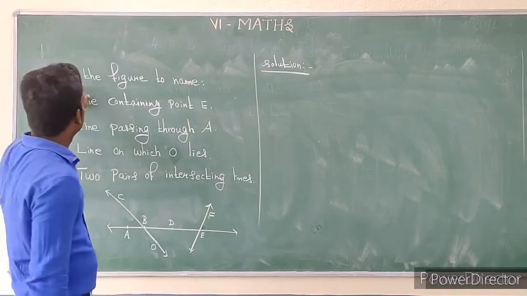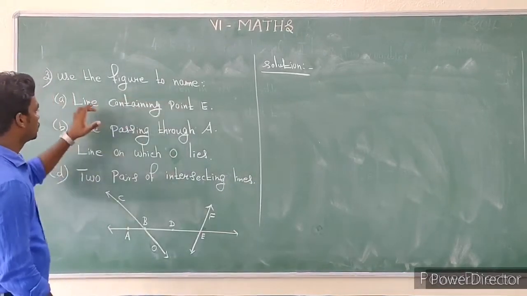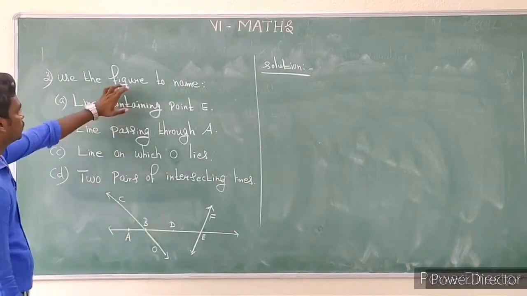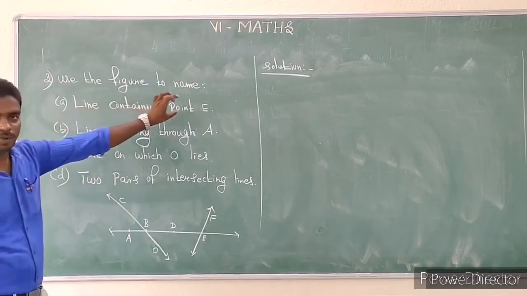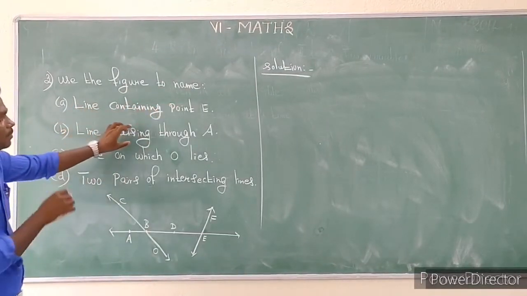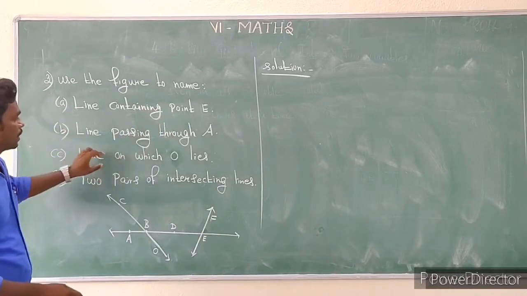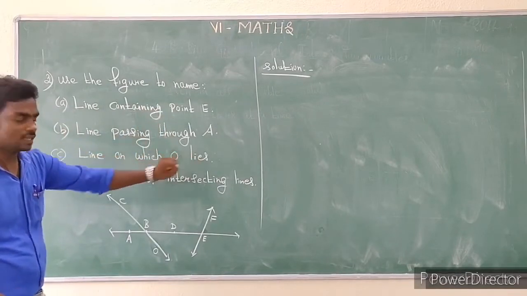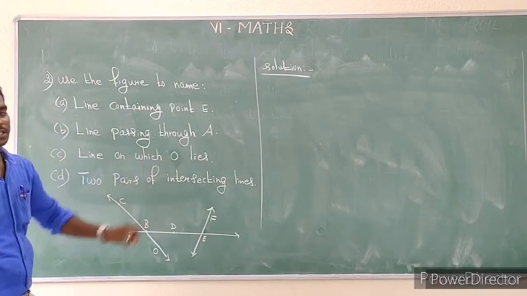Next, our third question. Use the given figure to name the line containing point A. Second question, the line passing through point A. Third, the line on which point O lies. Fourth, two pairs of intersecting lines.